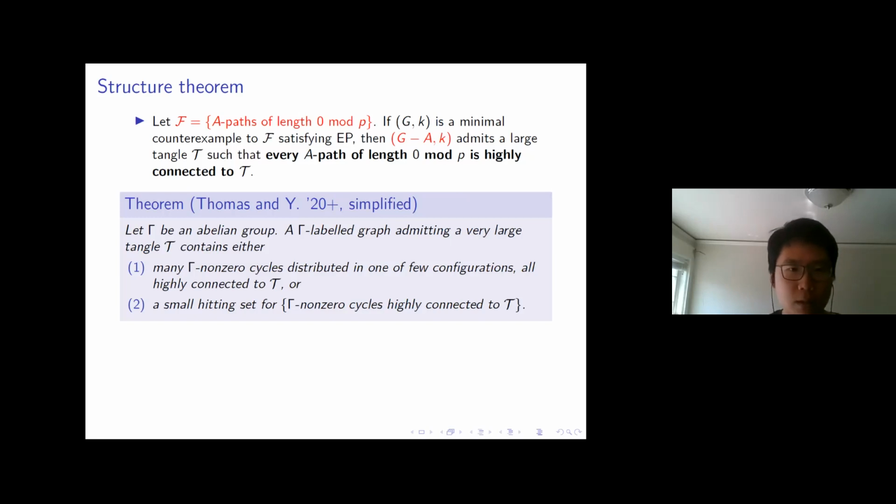I won't describe all these in detail because it gets a bit technical. But at a high level, what we obtain is that if I have a large tangle, then I either get many non-zero cycles that are distributed in one of a few predictable or controllable configurations that are all highly connected to the tangle, or I can find a small hitting set for all the non-zero cycles that are highly connected to the tangle. So either I get many non-zero cycles, in which case I can control what they look like, or I can destroy all the non-zero cycles with a small hitting set.